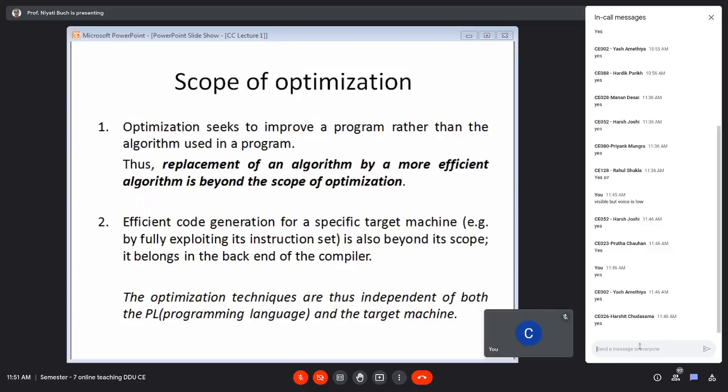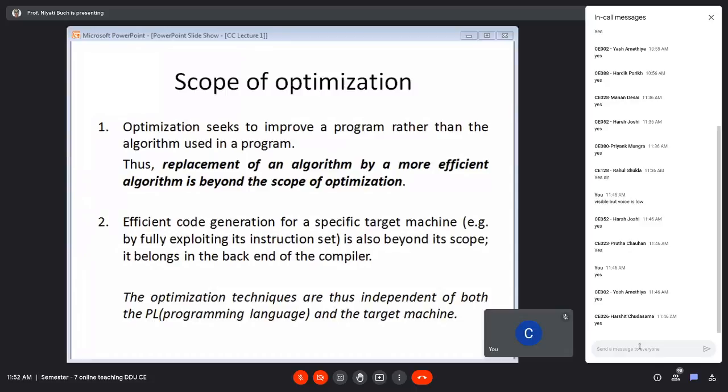Now let's see what the scope of optimization is. Optimization seeks to improve a program rather than the algorithm used in the program. So we are not looking at improving the algorithm. Whatever algorithm has been implemented in the program is not to be improved. Replacing the algorithm with a more efficient algorithm is not the scope of optimization. We are simply improving upon the program, not the algorithm.